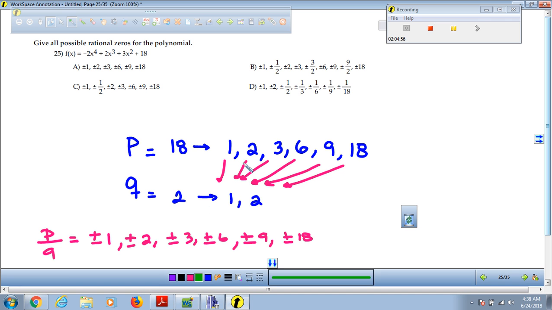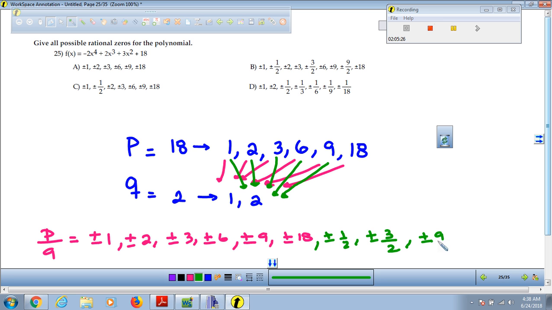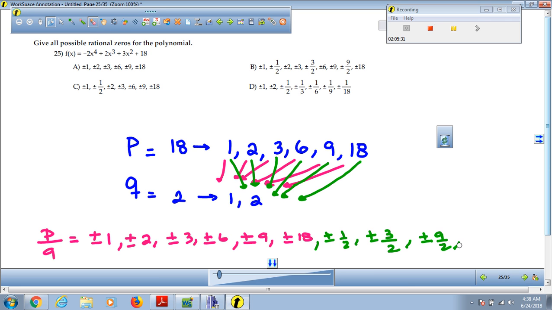Now I'm going to continue here, but now all these numbers by 2. So 1 divided by 2, and I'm going to continue in the same list, plus or minus 1/2. 2 divided by 2 is 1, and I already had it at the very beginning of the list, so I'm not going to repeat the same integer. 3 divided by 2 is a number that I don't have in the list, 3 halves. 6 divided by 2 is 3, I already had it, so I'm not going to use that one. 9 divided by 2, plus or minus 9 halves, because I don't have that one. And 18 divided by 2 is 9, and I already have a 9, so I'm not going to write that one. So 1, 2, 3, 4, 5, 6, 7, 8, 9 numbers.